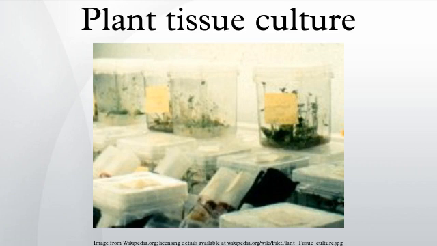Plant tissue culture is a collection of techniques used to maintain or grow plant cells, tissues or organs under sterile conditions on a nutrient culture medium of known composition. Plant tissue culture is widely used to produce clones of a plant in a method known as micropropagation.